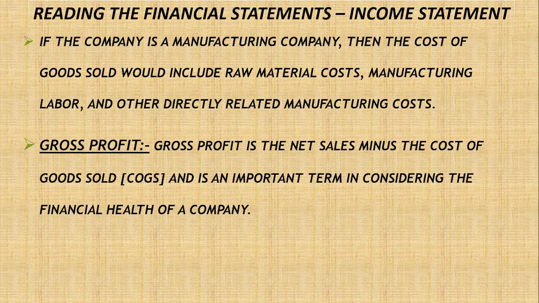If the company is a manufacturing company, then the cost of goods sold would include raw material costs, manufacturing labor, and other directly related manufacturing costs. Gross profit. Gross profit is the net sales minus the cost of the goods sold, that's COGS, and is an important term in considering the financial health of a company.